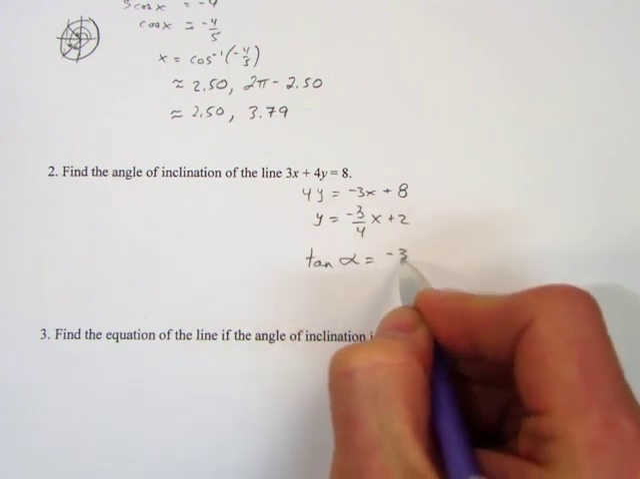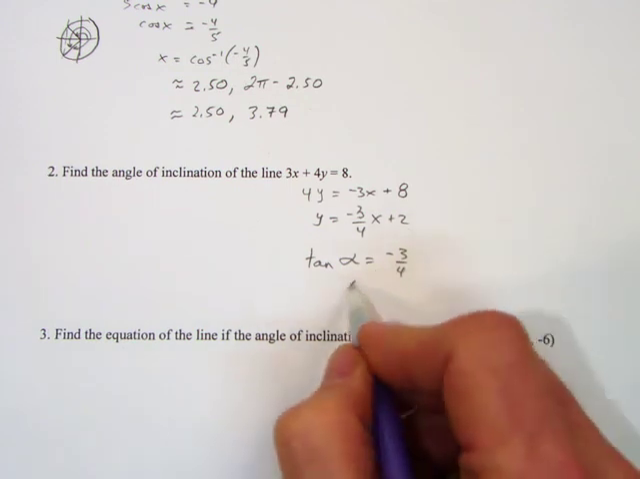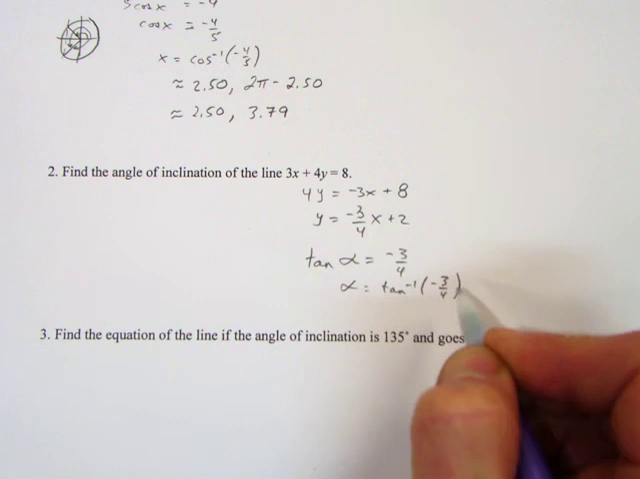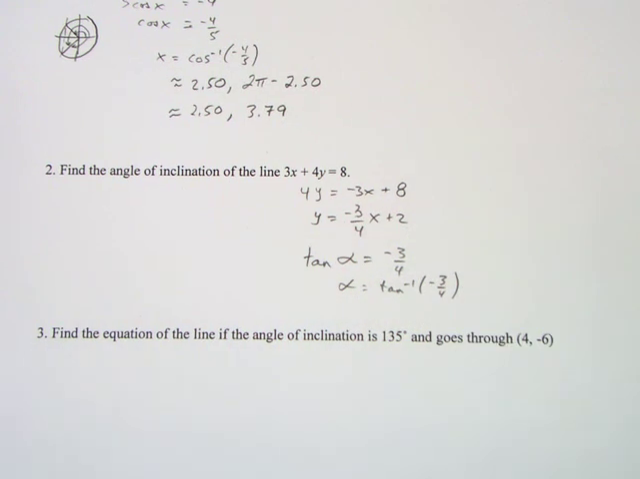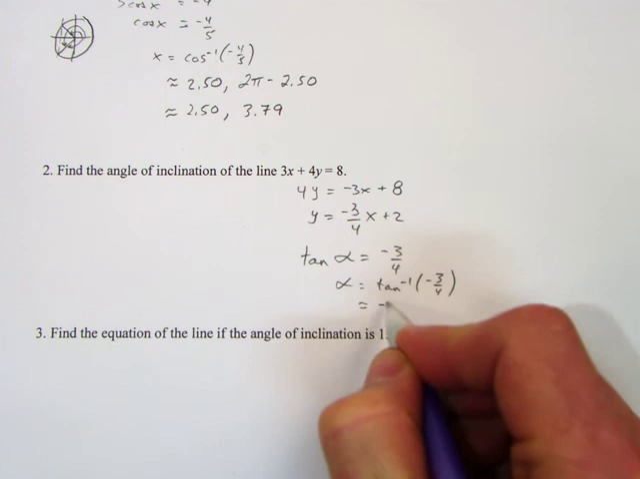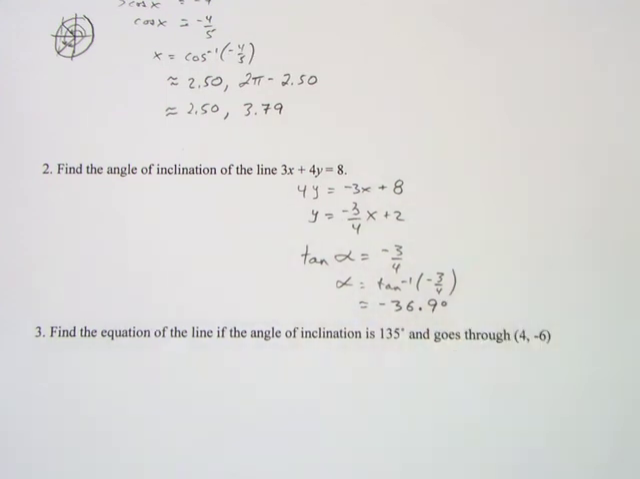Tangent of alpha equals negative 3/4. Type that in so we get alpha equals the inverse tangent of negative 3/4. Remember that you have to change your mode. So I'm going to move my calculator back to degree mode. And I would have inverse tan negative 3 divided by 4. And you get negative 36.9 degrees.